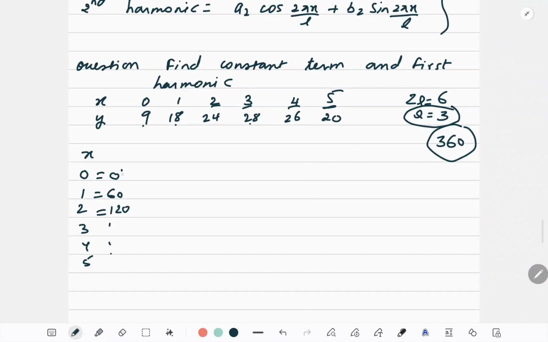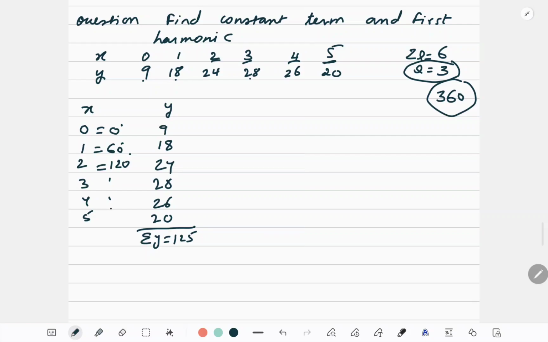So it will again get converted into degrees, so you don't have to bother. Right? You just convert your numbers into theta. Now you make your Y. When you write Y: 9, 18, 24, 28, 26, 20. Now add up all these values. If you add up all these values, what is the sum? Summation Y is equal to 125.